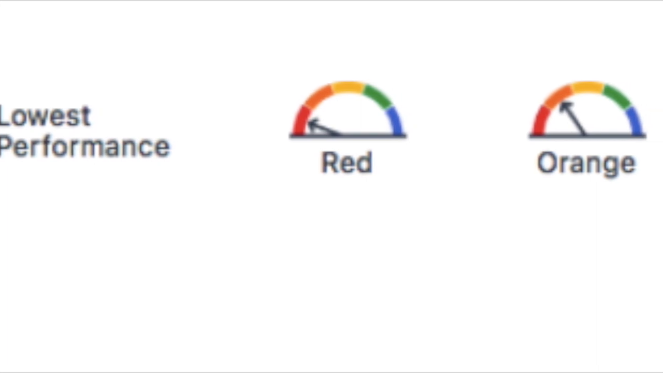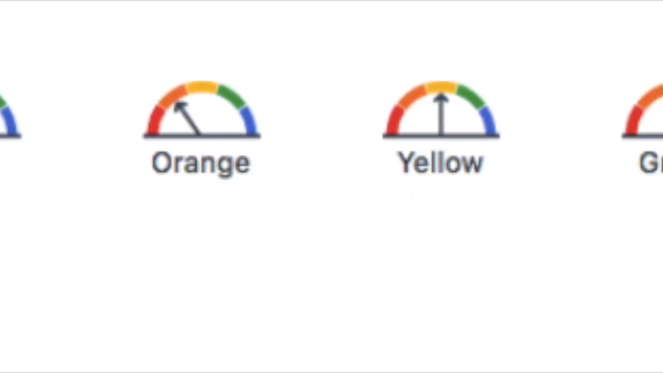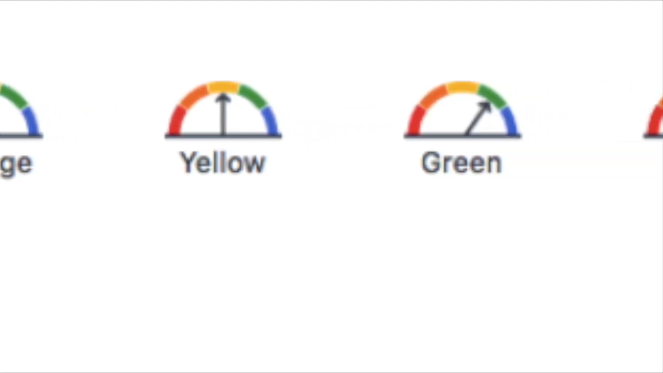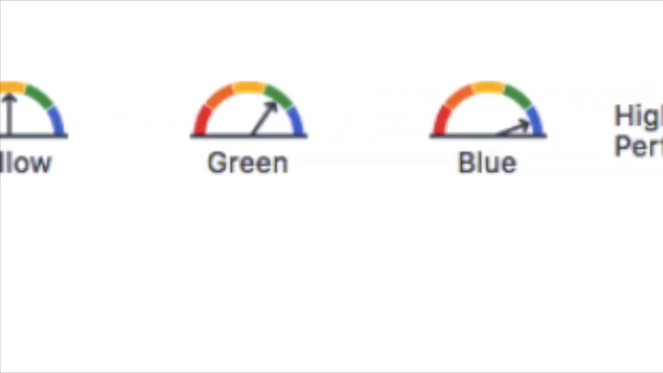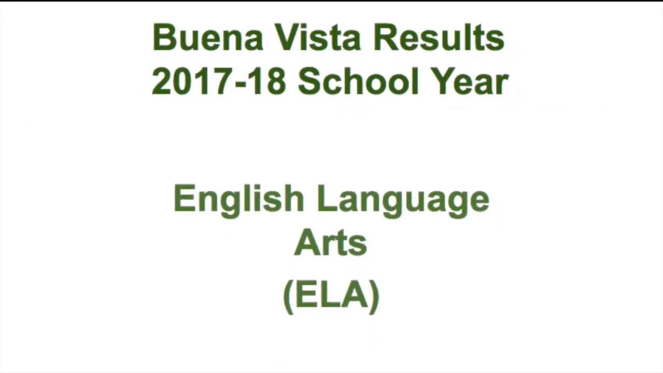School progress is also shown on these gauges. Performance levels go from red, which is the lowest, to blue, which is the highest. Every school and district in California has a goal of trying to get to at least green on all measures. Okay, so now how did Buena Vista do?